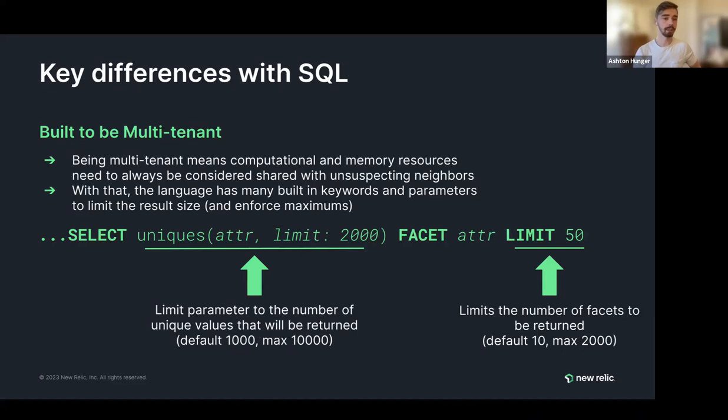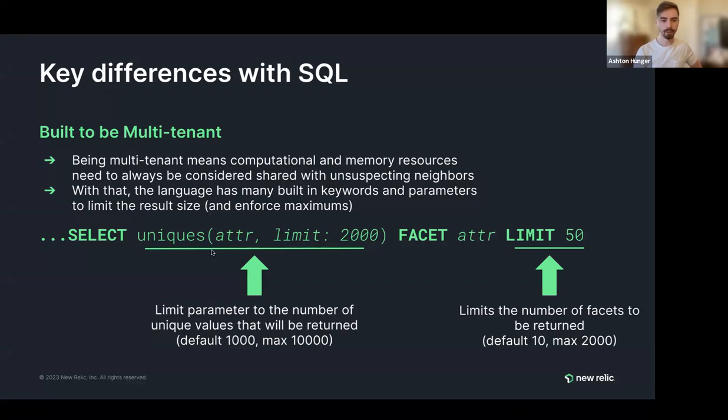That's not the case with NRQL. NRQL is always in a context where it's sharing resources with potentially unsuspecting neighbors that have no idea you're running a query and have no context of other people existing. It's supposed to pseudo appear as if you're alone in the system. So the language has a lot of built-in keywords and parameters to bound how much you can get from a single query and how many computational resources you can spend with a query.